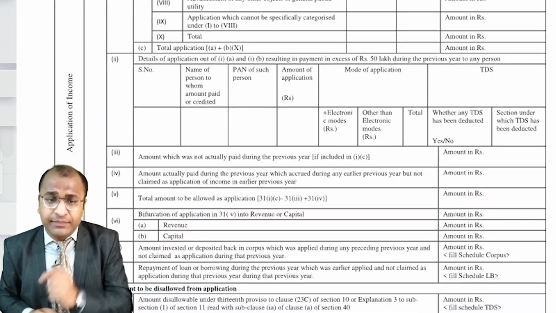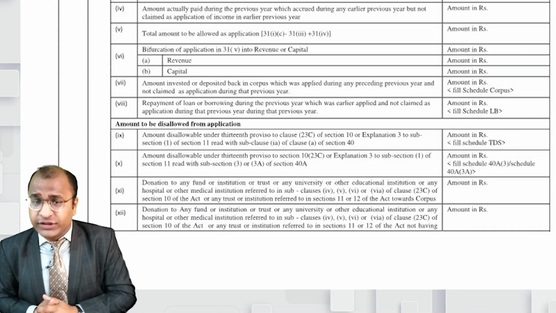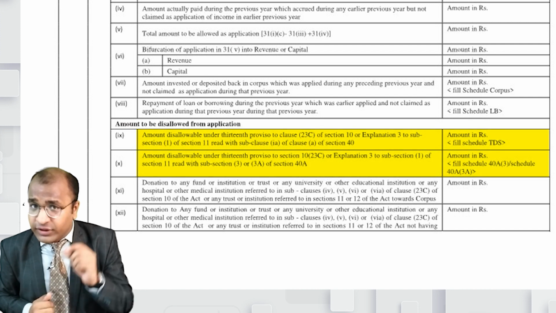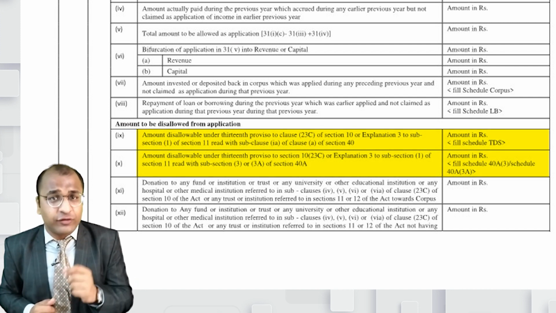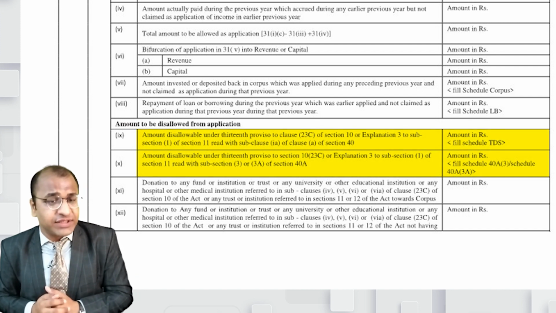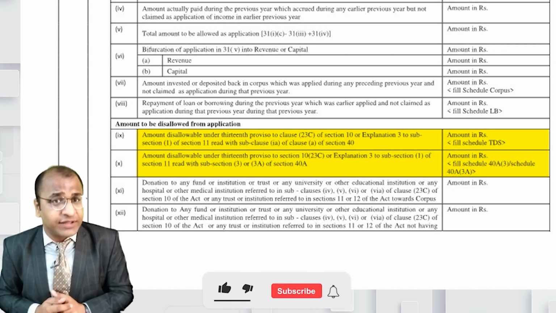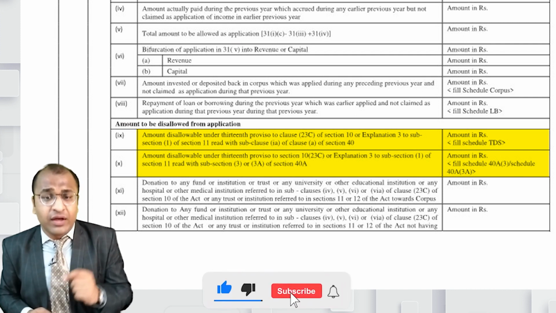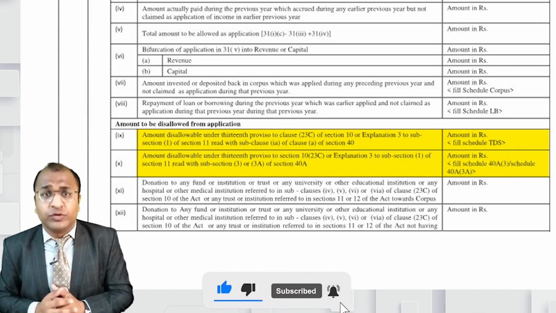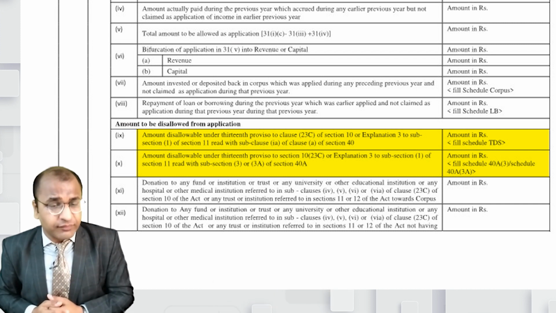Also, as announced in Budget 2018, the provisions of Section 40A(ia) for non-deduction of TDS and Section 40A(3) in case of cash expenditure above the prescribed limit, that is rupees 10,000 presently, were made applicable to charitable organizations too.